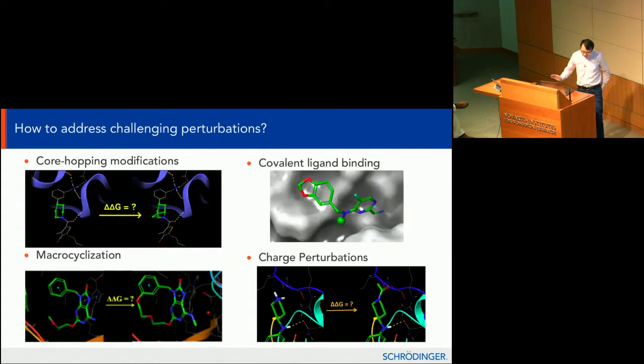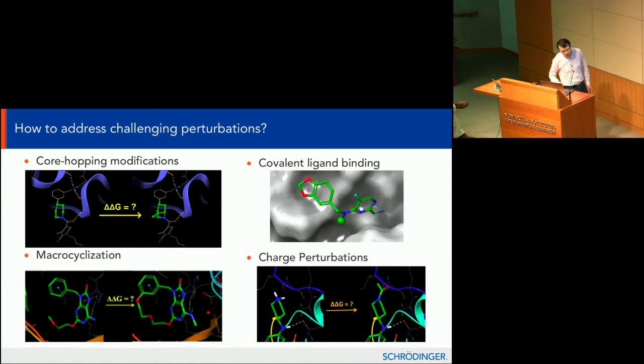Accurate calculation of free energy change for R group modification and for single atom mutation already allows a large number of molecules to be tested, and we saw great value already in applying those methods. However, the impact of FEP is going to be limited if you restrict yourself to those modest, small modifications, because in drug discovery projects, the chemists always want to explore a broader chemical space with more challenging perturbations.